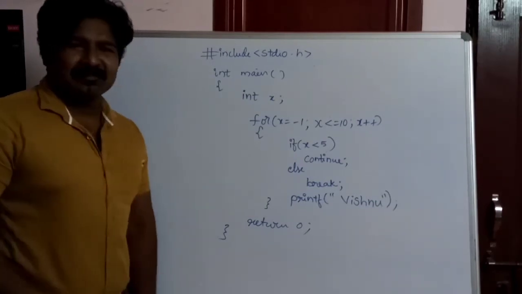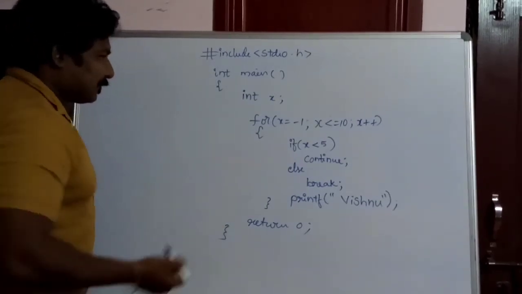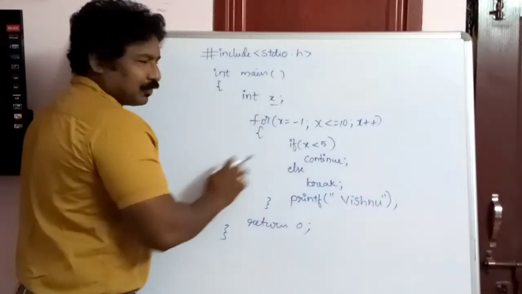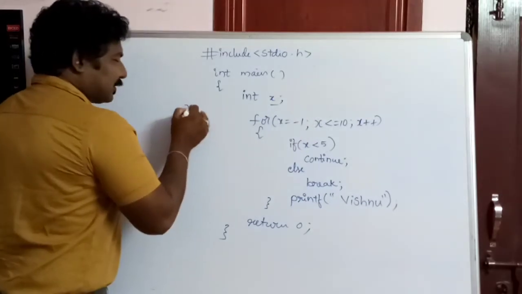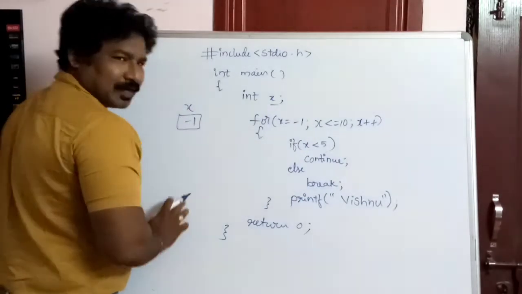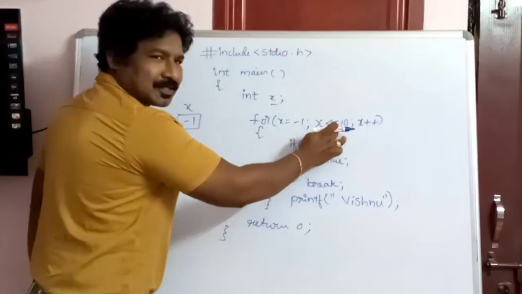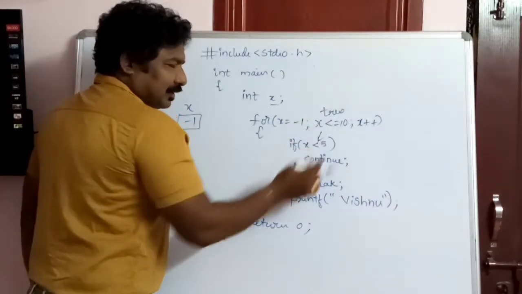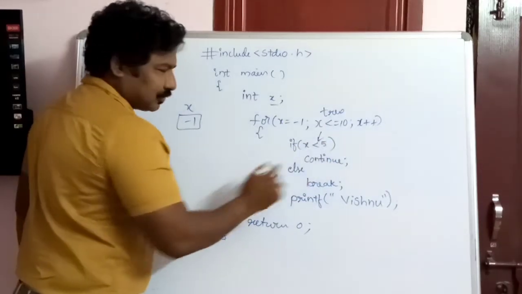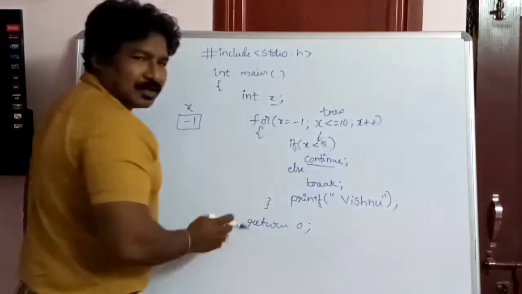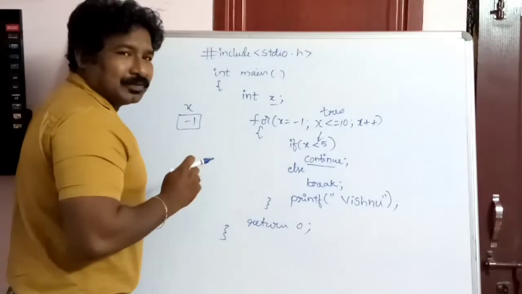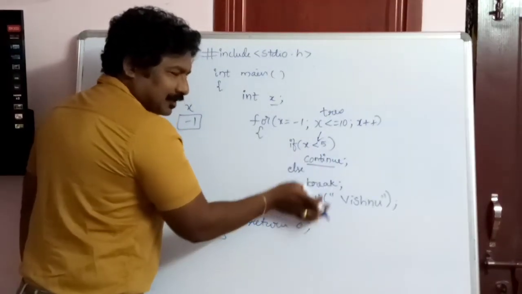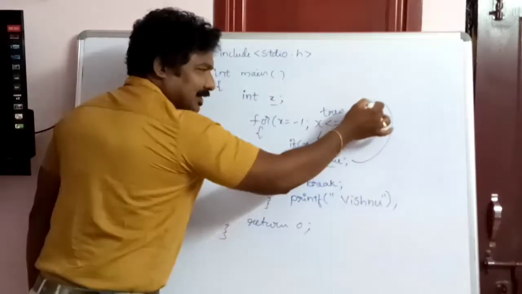Just look at this another example. Here we have declared a variable called x, and inside the for loop we have initialized x to -1. So x is initialized to -1, then -1 less than or equals to 10 is true, and we go here, and -1 less than 5 is true, so it executes continue. What does continue mean? Continue will skip all the statements after that and directly takes you to the x increment.